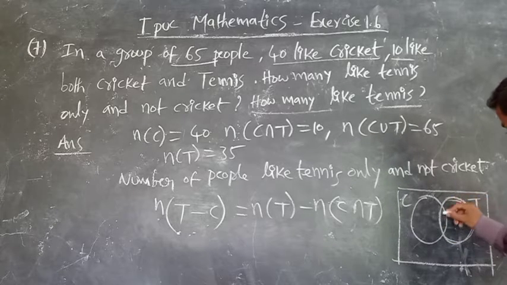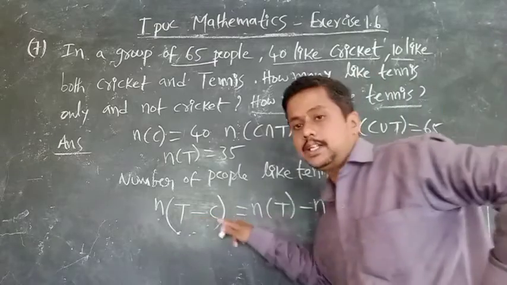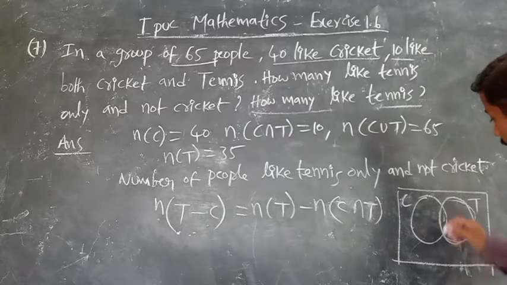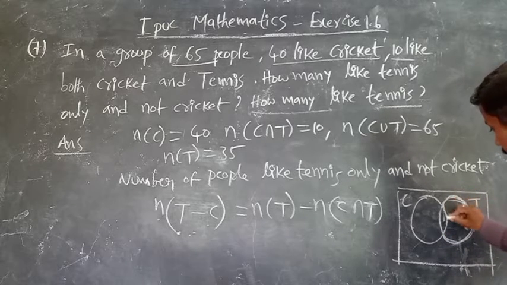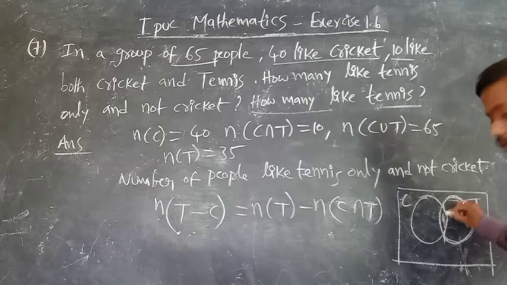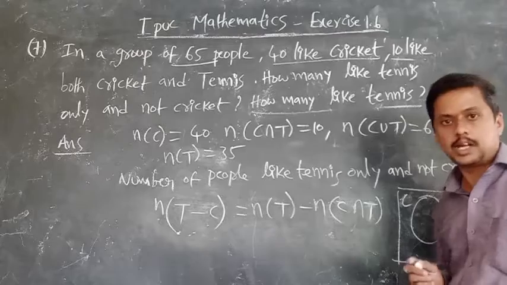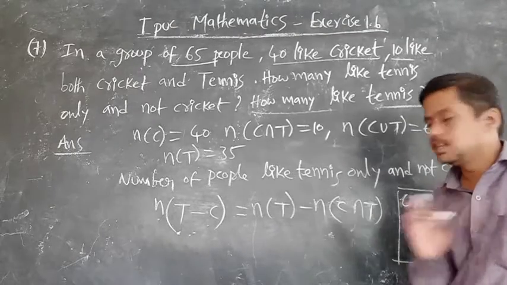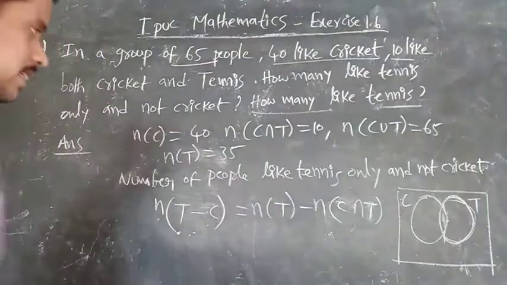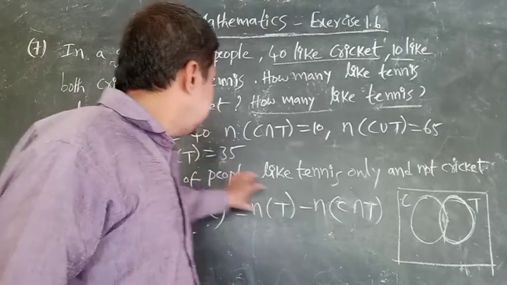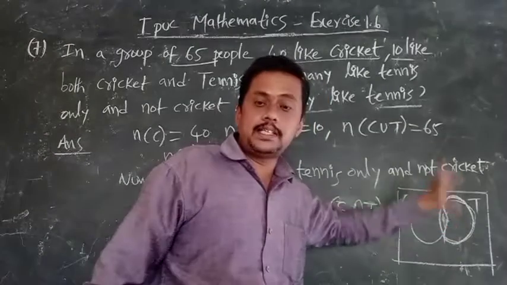The intersection part also comes in it. So n of T only, T but not C, means only this part comes. The intersection part should not come, so we are eliminating the intersection part. Did everyone understand? So n of T minus n of C intersection T, so only T not cricket.